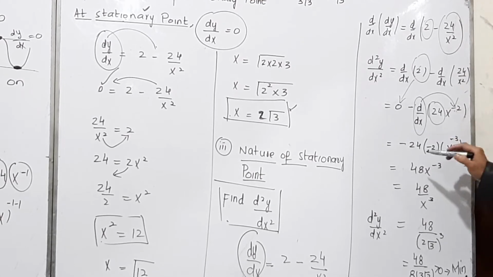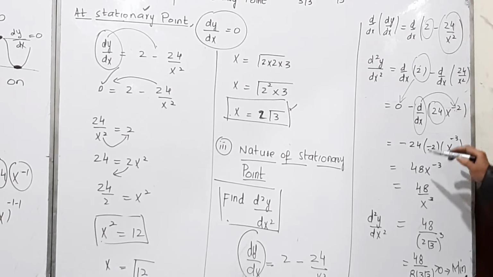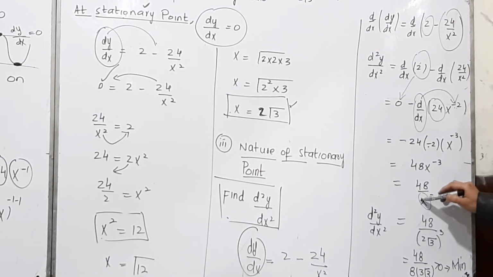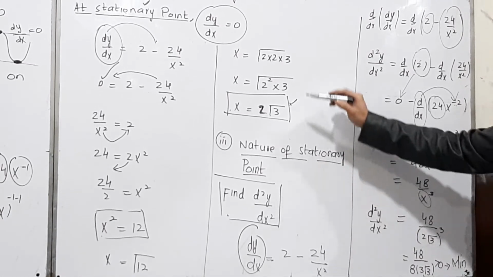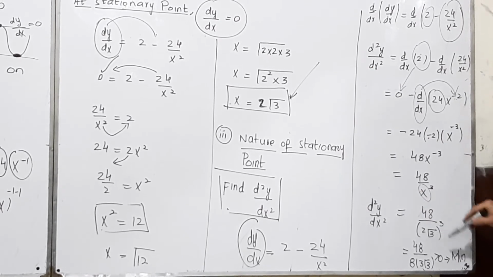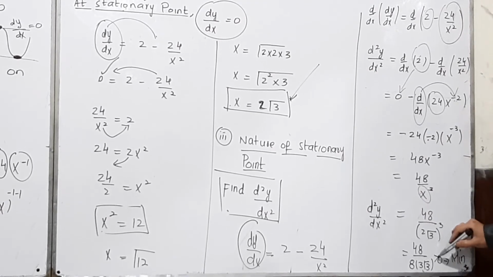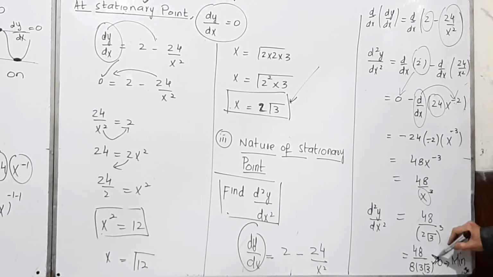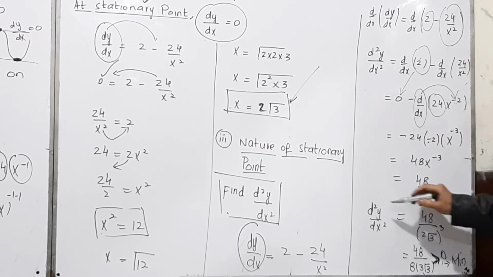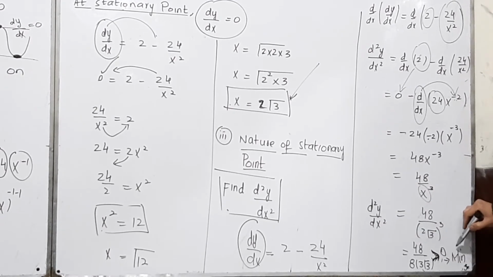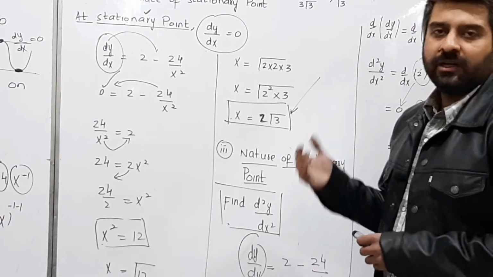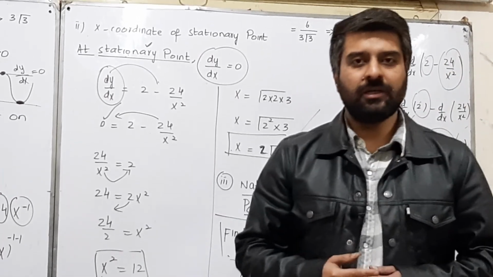Now we need to find the value of the second derivative and you can find that by putting the value of x, that was 2 under root 3, here, and upon simplification you will find that its value is greater than 0. If the second derivative is greater than 0, then the point is a minimum point, that is the nature. So we have a minimum point at x is equal to 2 under root 3. Thank you so much.